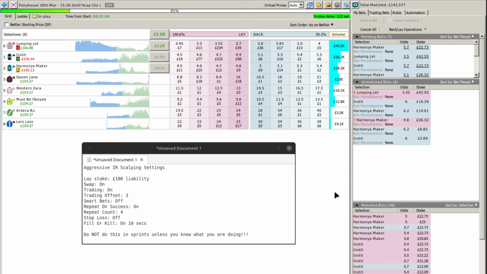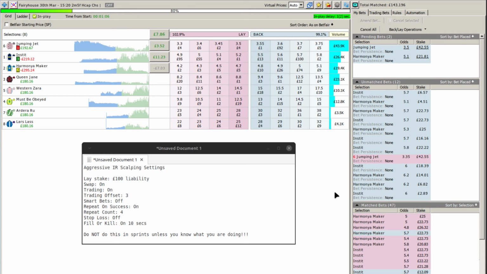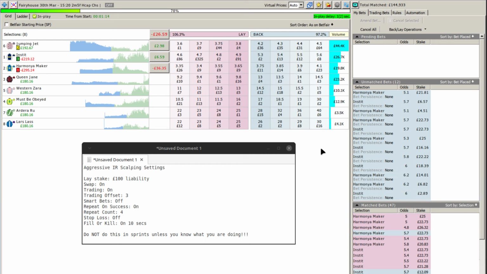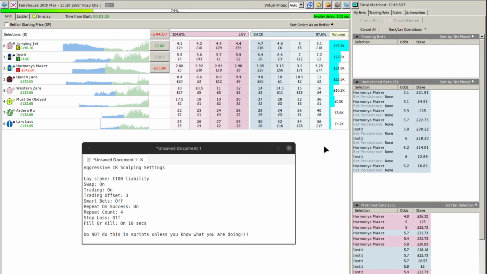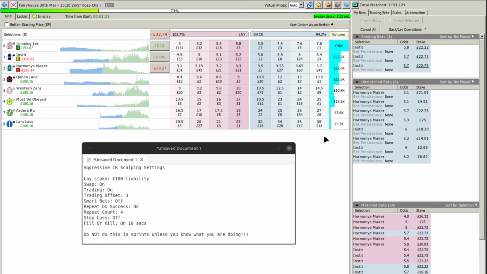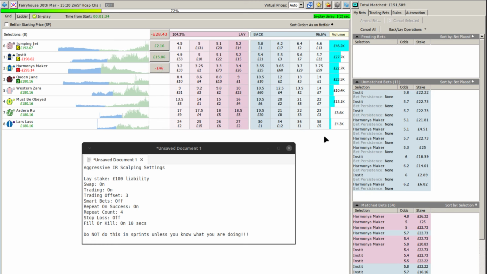But as I did that, I didn't appreciate or spot how much Harmonia Maker had already come in by. And so I jumped on her while it was in the process of shortening significantly. And so that immediately put me into a little bit of bother. So I had to sit and twiddle my thumbs for the rest of the first half of the race in the hope that Harmonia Maker would start to drift. And sure enough, that's exactly what happened as we approach the 50% mark.